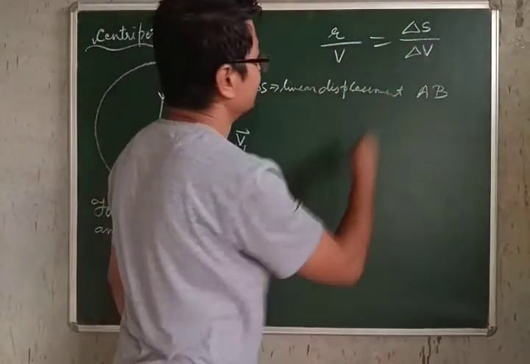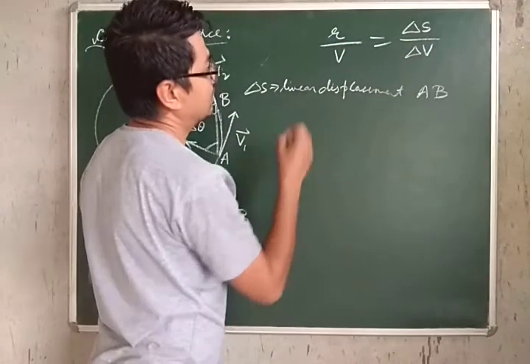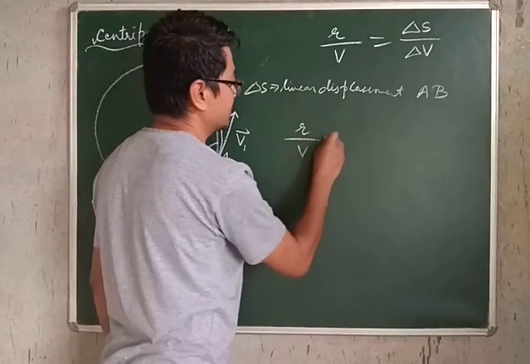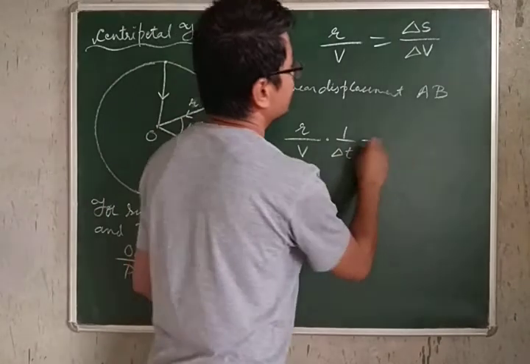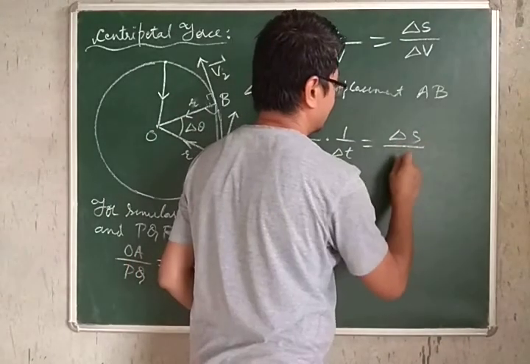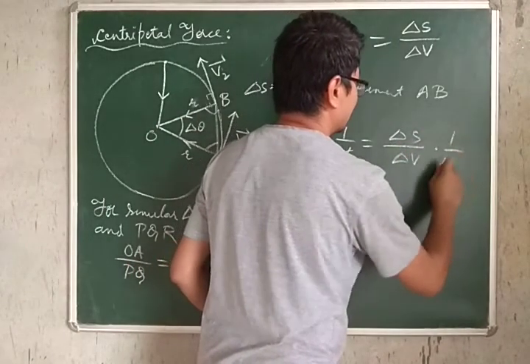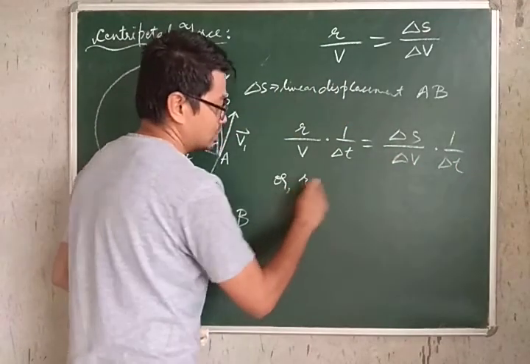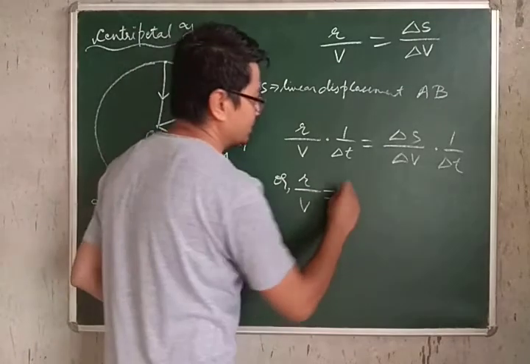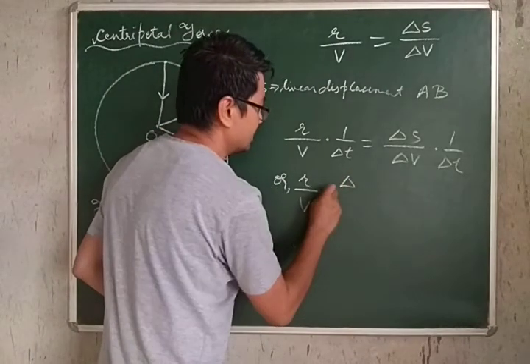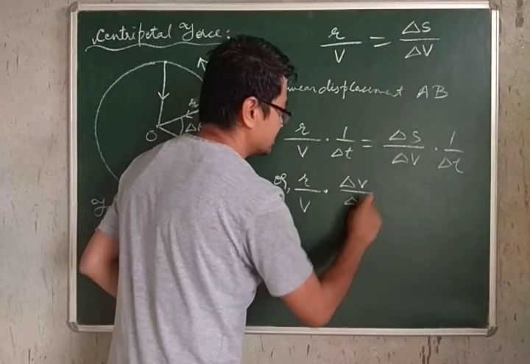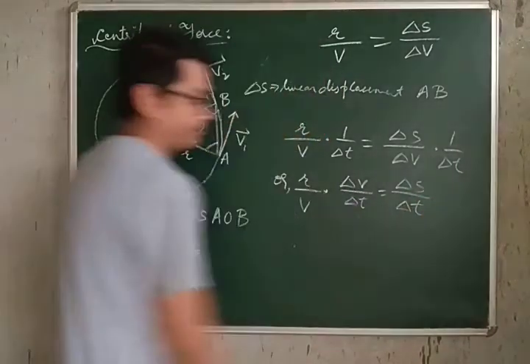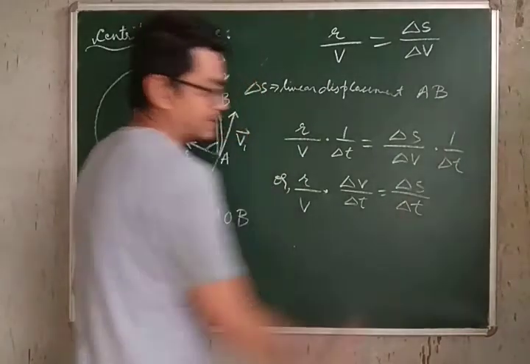So dividing both the sides by delta t, what we get is R by V into 1 by delta t is equal to delta S by delta V into 1 by delta t. Now let me bring this delta V to the left hand side. So R by V, I hope you all are following, R by V into delta V by delta t is equal to delta S by delta t. Now what is the right hand side? Delta S by delta t.